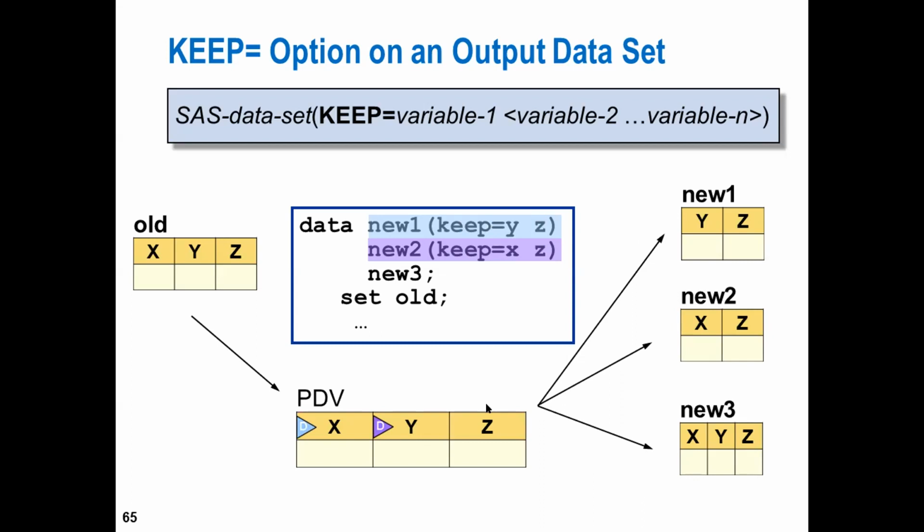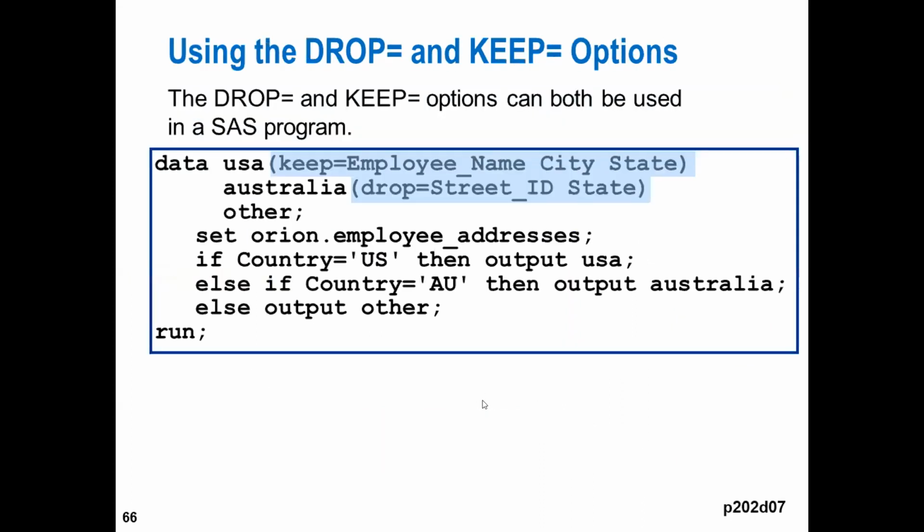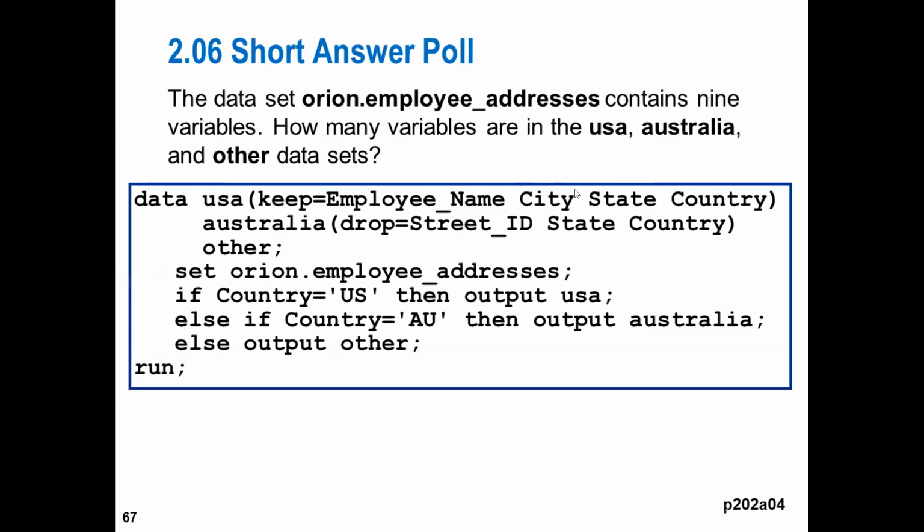Is this slide understood? Yeah. Okay. All right. So this is what it's telling. Either you write drop equal to or keep equal to, and both options can be used. So see, for USA, you are keeping 3 variables. For Australia, you are dropping 2 variables. Keeping 3 variables will keep only employee name, city, state. Drop will drop street ID, state, and keep the rest of the variables.